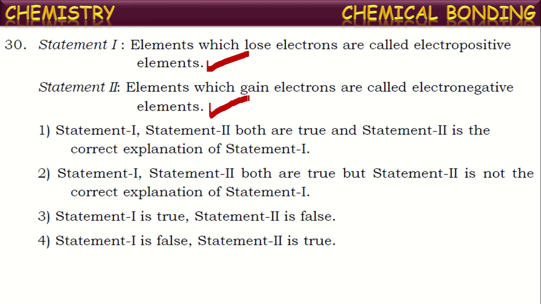So these two are both correct statements, but the second is not explaining the first one. So both statement 1 and 2 are correct, true. Statement 2 is not the correct explanation of statement 1. This is the correct answer. Both are correct statements only, but it is not explaining this. Both are individually correct, right?